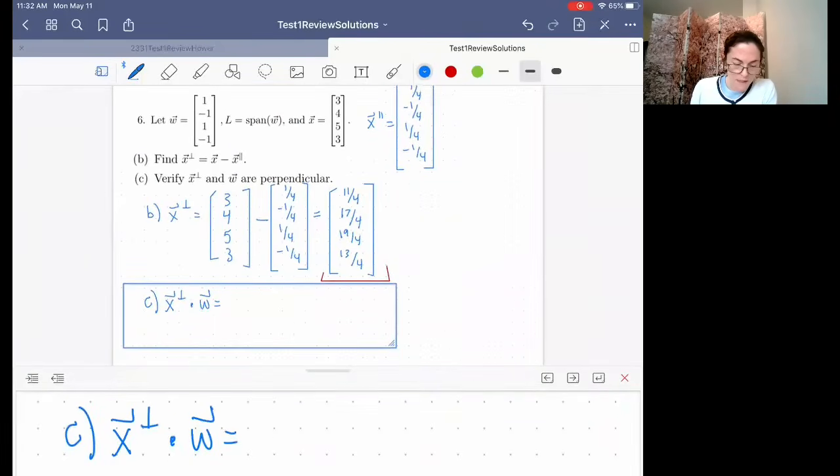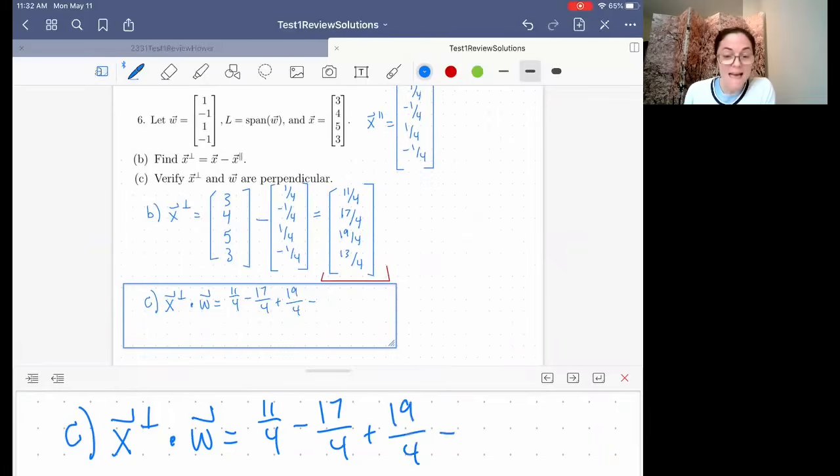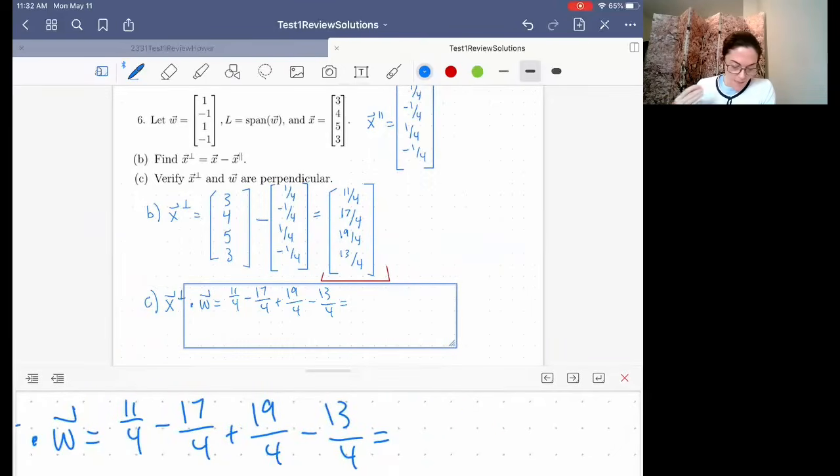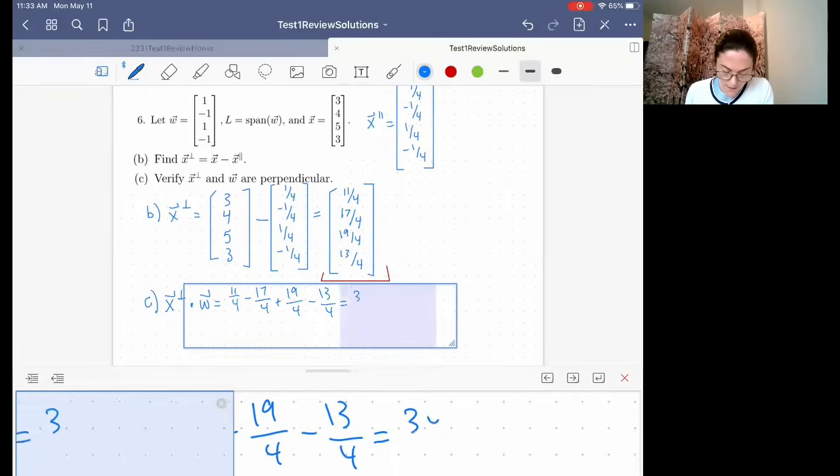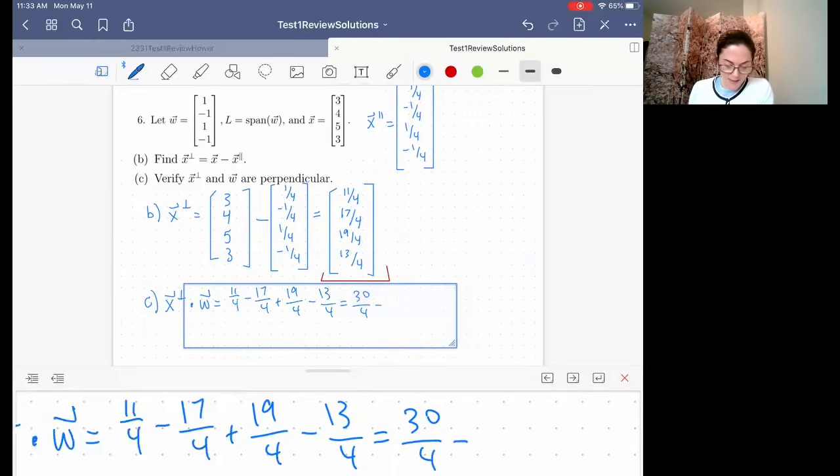Okay, here we go. If I take the dot product of these two vectors, you see I get 11 over 4. I get minus 17 over 4 plus I get 19 over 4 minus 13 over 4. Okay, so altogether, how many pluses do I have? 19 and 11, 30 over 4. And then how many minuses do I have? 17 and 13. Okay, this is going to work. 30 over 4 minus 30 over 4. In fact, 0.